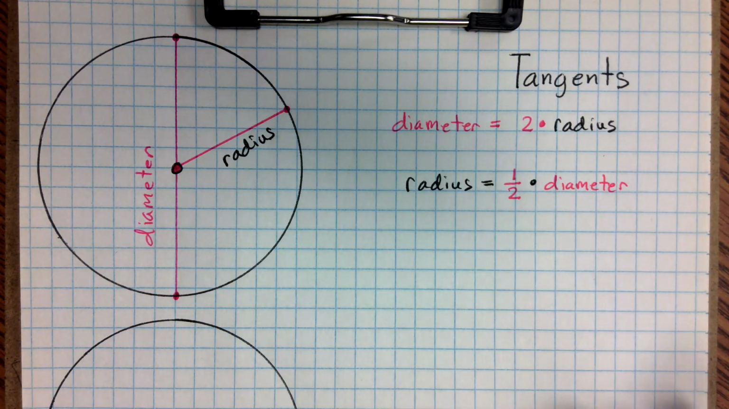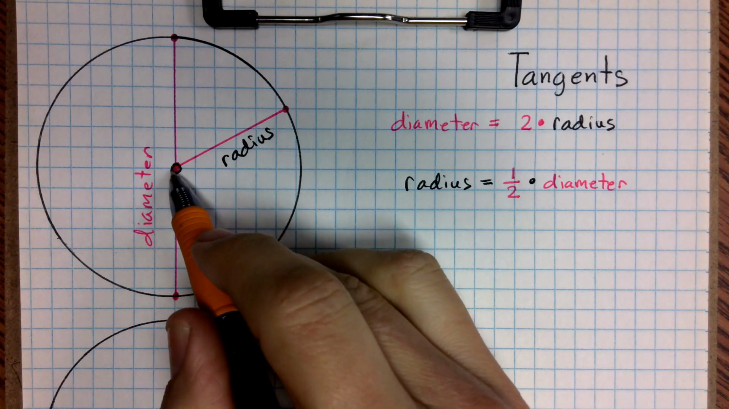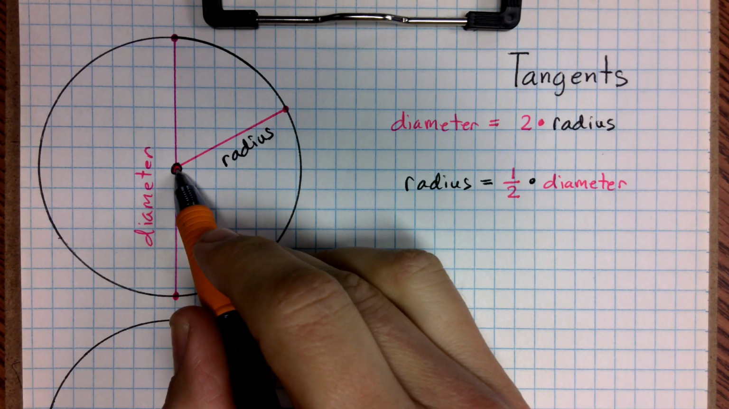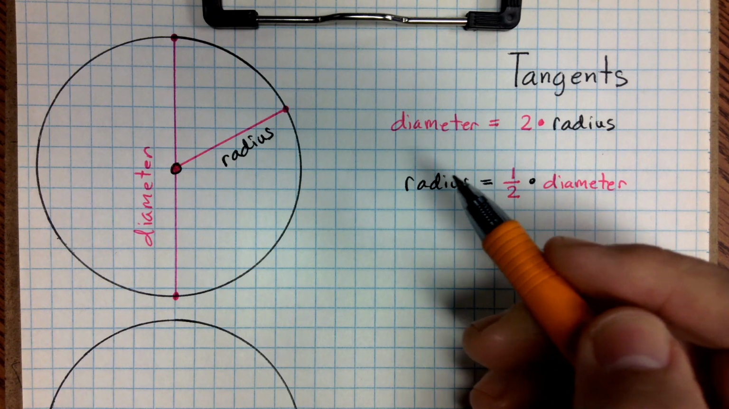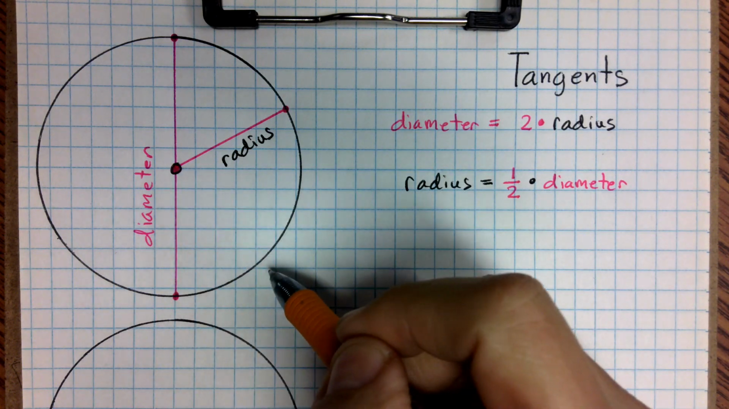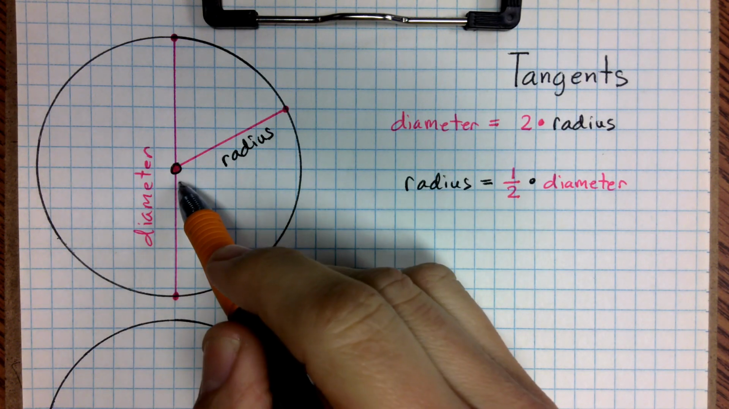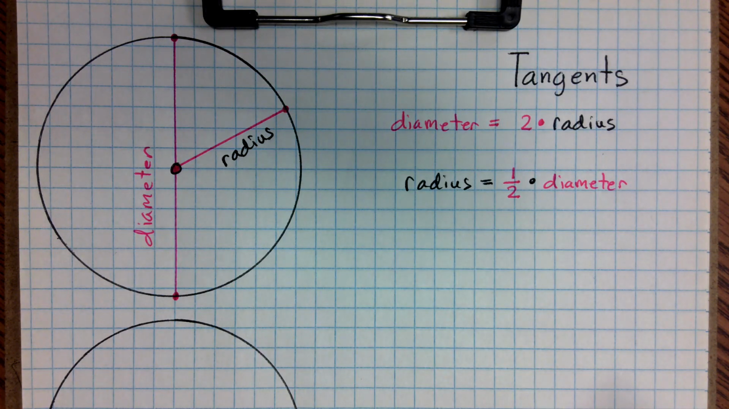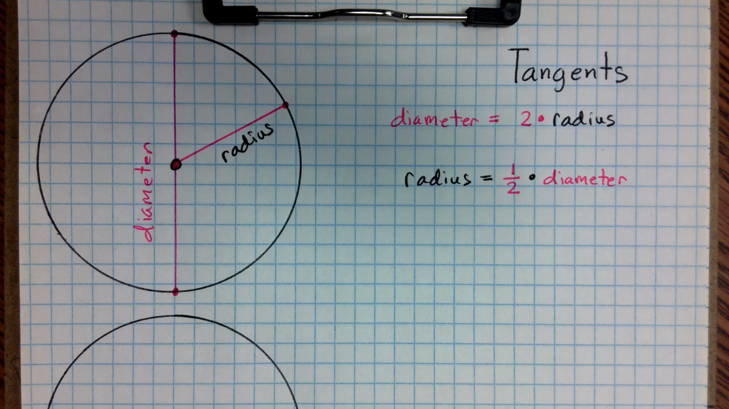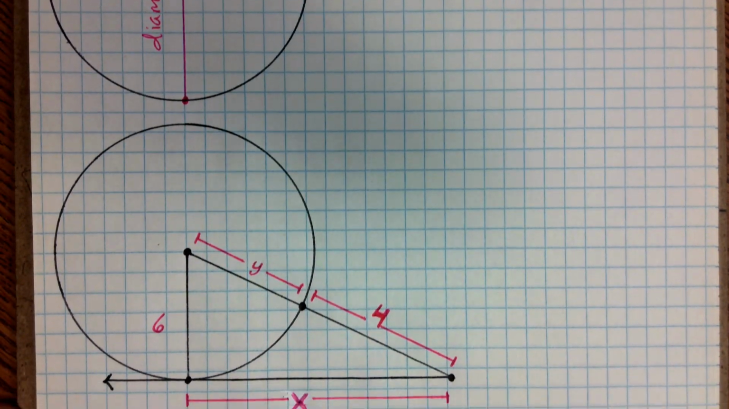Now that's just refreshing your memory on some things, but notice that anytime I go from the center of a circle to an edge, it's the radius. And it doesn't matter where it is. It doesn't matter where I make that line. Anywhere in here, if I go from the center to the edge, it's the radius. And it'll always be the same value.